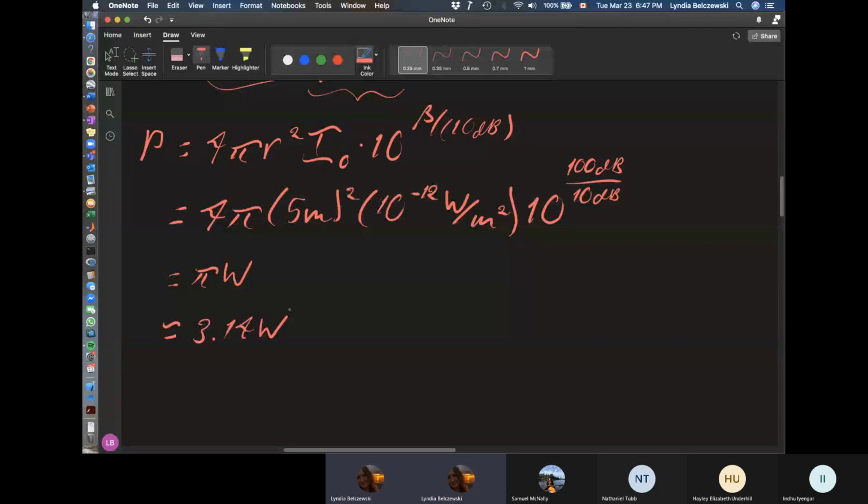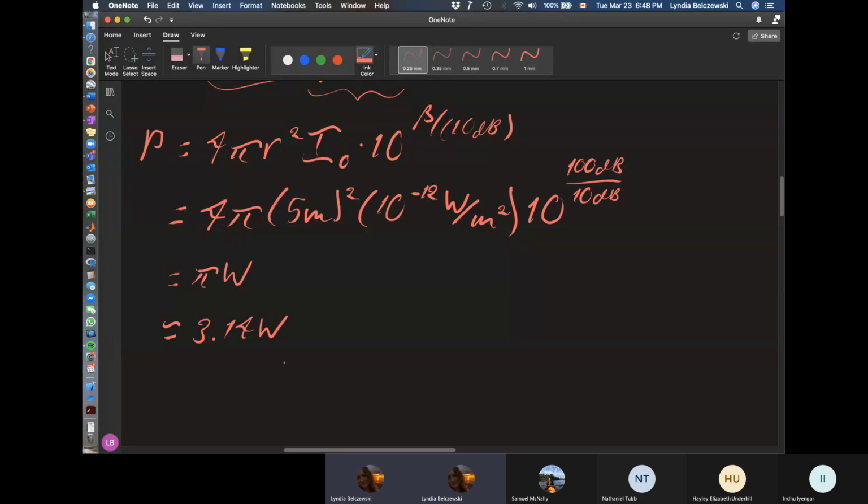4 pi times 25 times 10 to the minus 12 times 10 to the power of 10. You're getting pi as well. Huh. Okay. If you were getting 31.4 instead of 3.14, you might have missed a factor of 10 somewhere, or divided by 10. Double check that calculation. It looks like we're all getting pi.